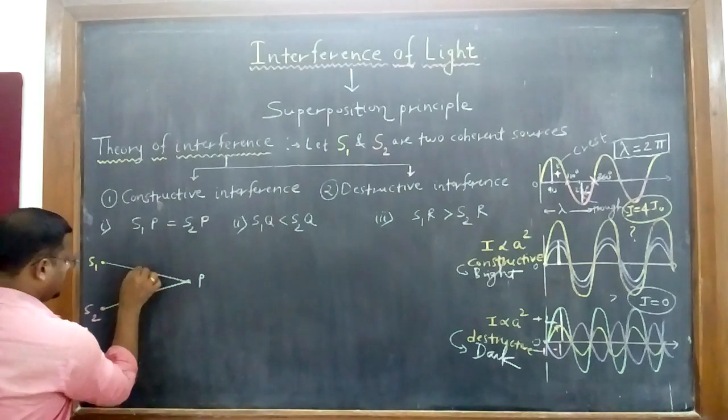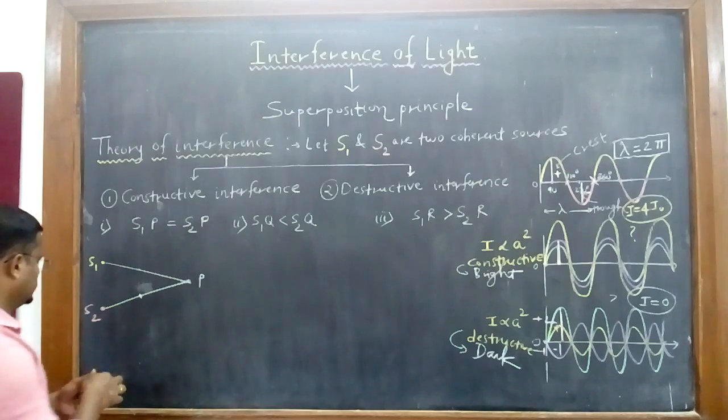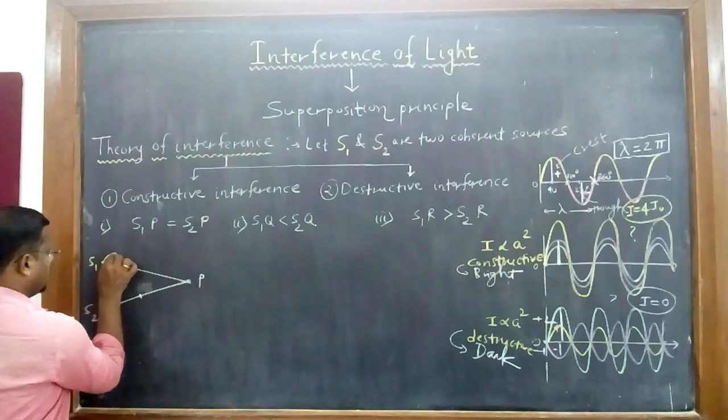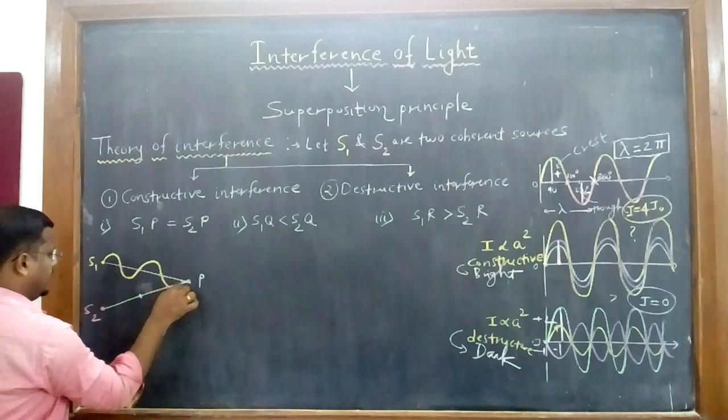So here I will make the 2 partitions here. I am going to make the 2 partitions. So see here now, the wave coming out from S1 will reach the point P like this here.